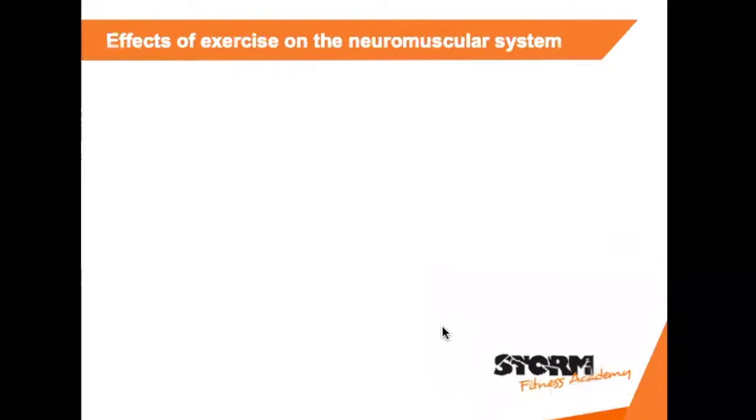So have a think, use your note paper or use a chat box. Tell me what are the immediate effects of exercise on the neuromuscular system, and also what are the long-term effects. So just put some ideas down and we're going to go through them.